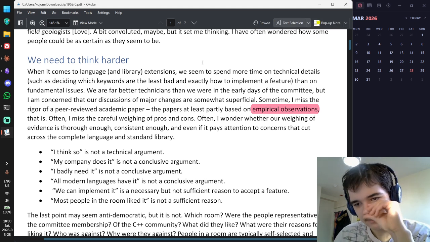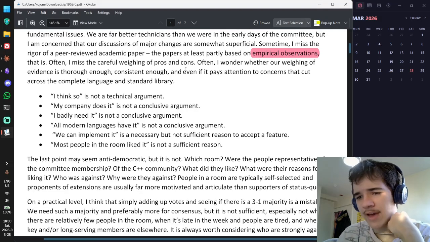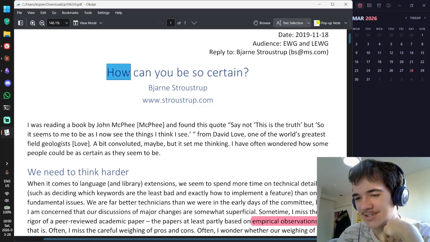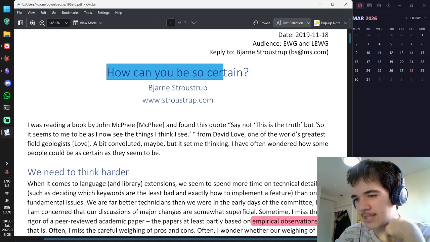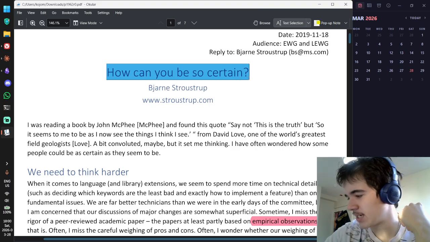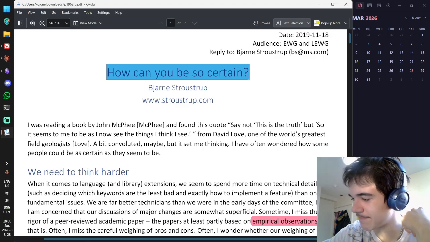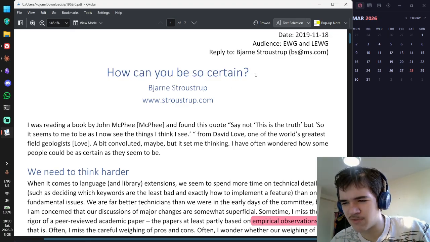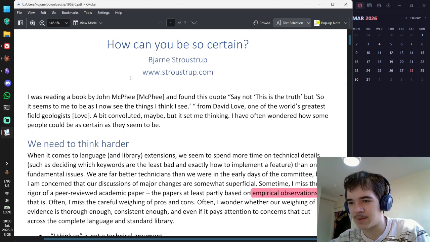Yep. So let's just read on. So often I miss the careful weighing of pros and cons. Often I wonder what our weighing of evidence. Sorry, I just jumped ahead. So sorry, this article, "How can you be so certain," by Bjarne Stroustrup, the creator of C++. This stuck out to me because, as I often find, programming is not just about writing code. It has links to psychology and philosophy, and I find it very interesting that Bjarne himself seemingly wrote this opinion article as a paper. So yeah, I'd love to see what he has to say about it.